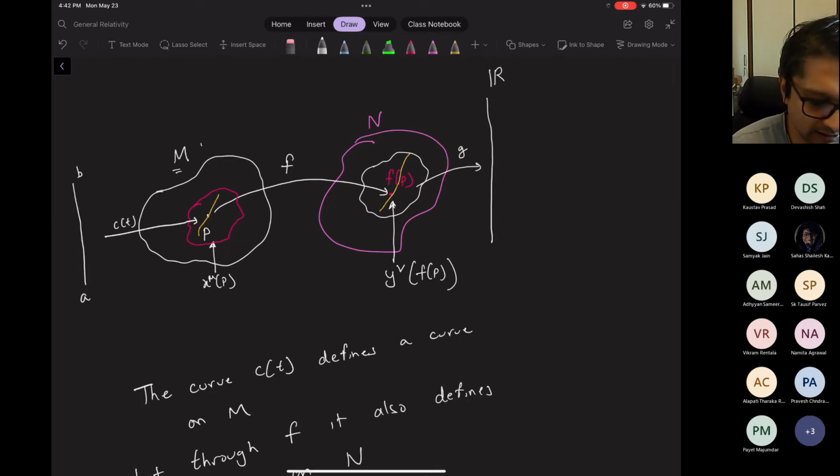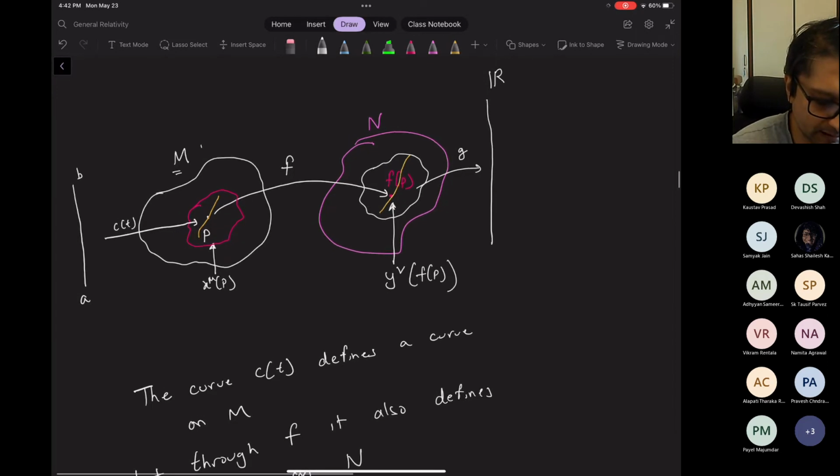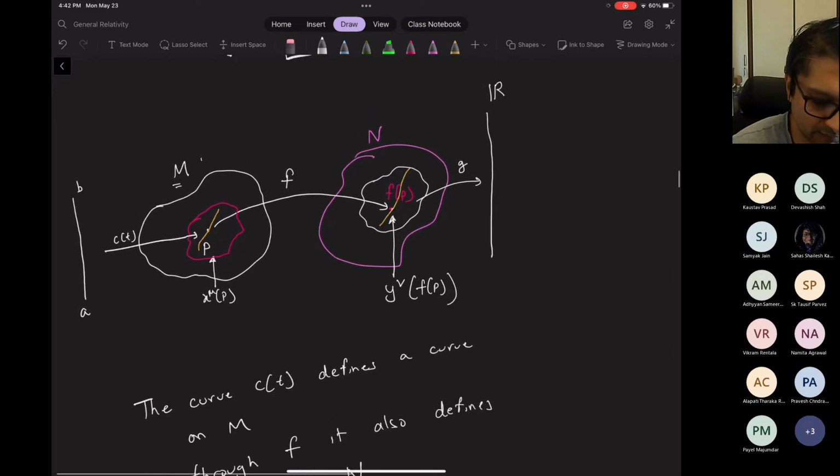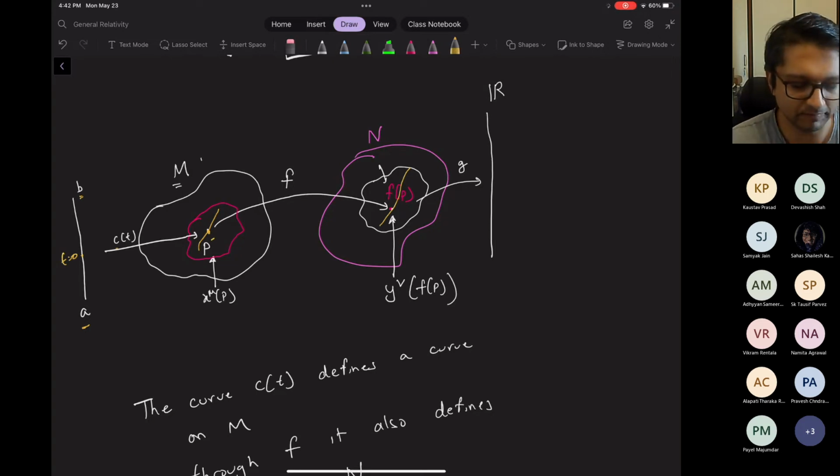So this is the manifold M. There's a mapping from a point P through this function F to a point F of P on N. Now, let's think of a curve which passes through P. What do we mean by that? It means that we start with an open interval (a, b). We define a curve C of t such that at t equals 0, this curve passes through the point P. So C of t is a map from this open interval (a, b) to the manifold M, and it gives me some curve. We'll assume that at t equals 0, that curve passes through P.